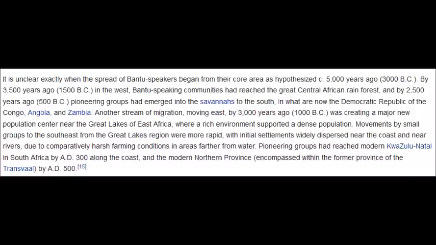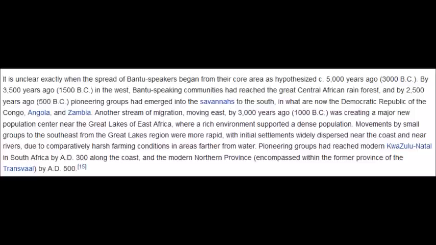Let's check out some of the language they use when you start asking those types of questions. Okay, it says it is unclear exactly when the spread of Bantu speakers began from their core area, as hypothesized, 5,000 years ago (3,000 BC). By 3,500 years ago (1,500 BC), in the West, Bantu-speaking communities had reached the great Central African rainforest, and by 2,500 years ago, pioneering groups had emerged into the savannas to the south in what are now the Democratic Republic of the Congo, Angola, and Zambia.